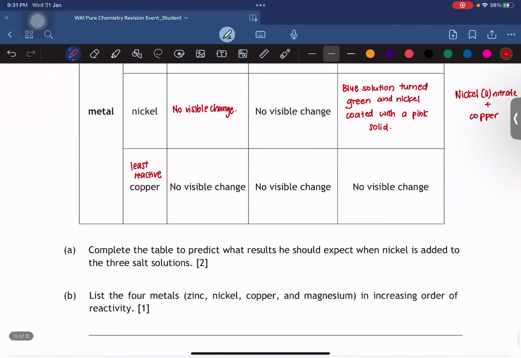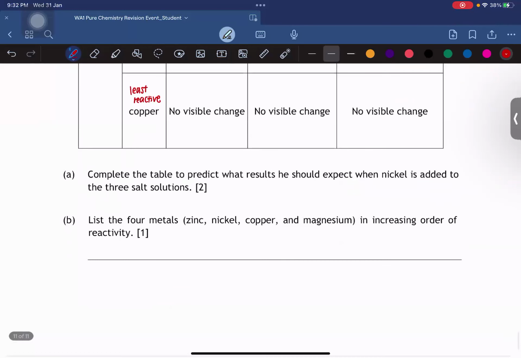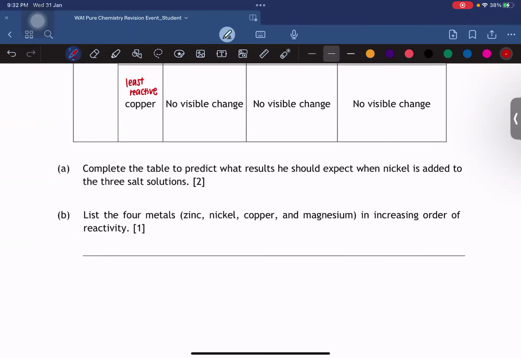Okay. Okay, so complete the table to predict the results. Now, list the reactivity of metals. Can y'all tell me who is the one that's least reactive? Followed by, and then the last one, magnesium, correct. Magnesium was just a random metal that they put in. Okay, clear?